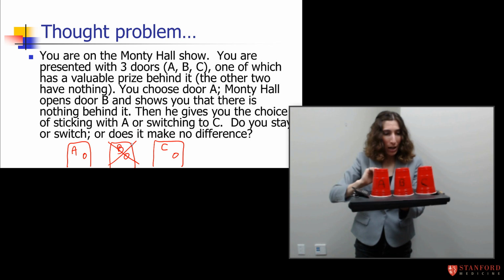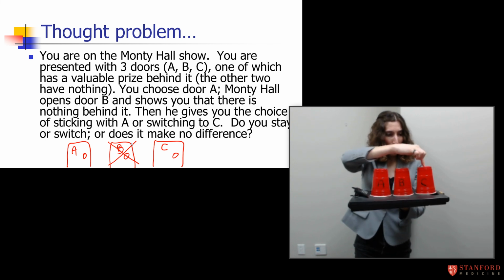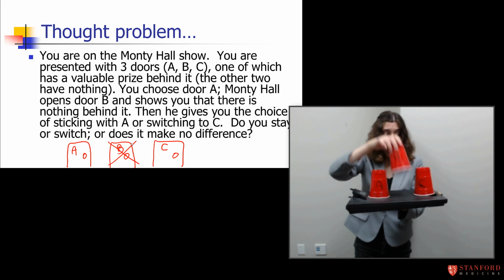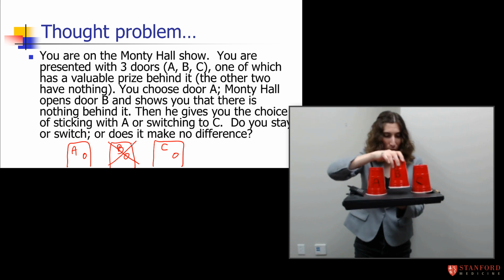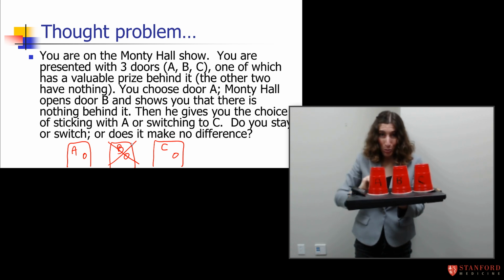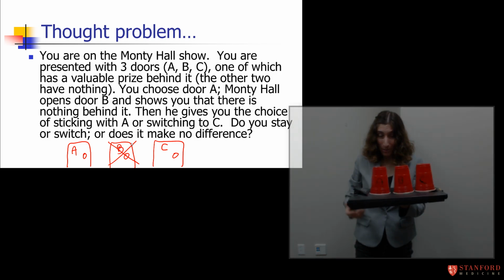Let's consider the last possibility, where your initial random guess was door C. The prize is behind A, so Monty Hall has to show you what's behind B. There's nothing behind B. Should you stay or switch? Again, you're better off switching. So 2 out of 3 times you're better off switching. Only 1 in 3 times are you best off staying.